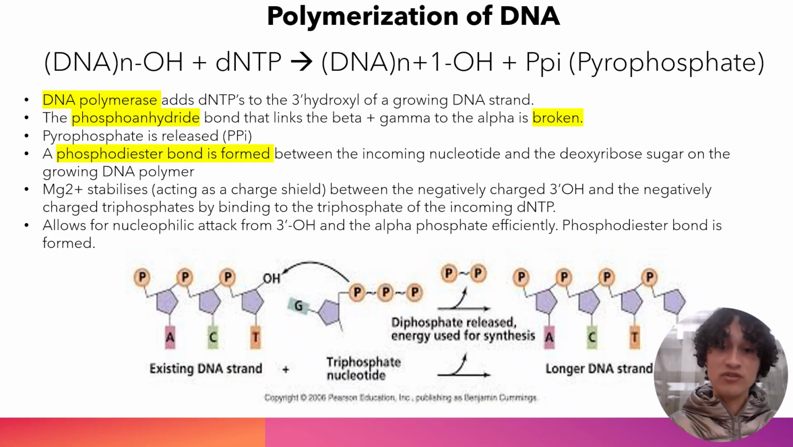And DNA polymerase will essentially run across that. So for example, during DNA replication, it will run across that template strand and polymerize accordingly. It will form an adjacent strand. And now, just to talk about this as a polymer, some important points to remember. The phosphoanhydride bond is broken off, and free energy is allowed for work to happen. Magnesium stabilizes the electrostatic repulsion, allowing for a nucleophilic attack from the 3' hydroxyl and the alpha phosphate efficiently, and the phosphoester bond is formed.